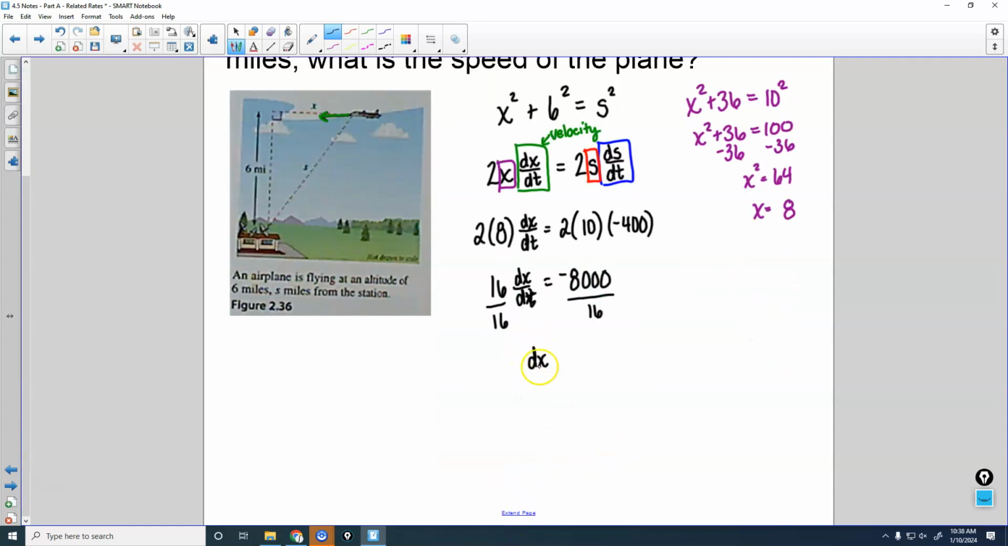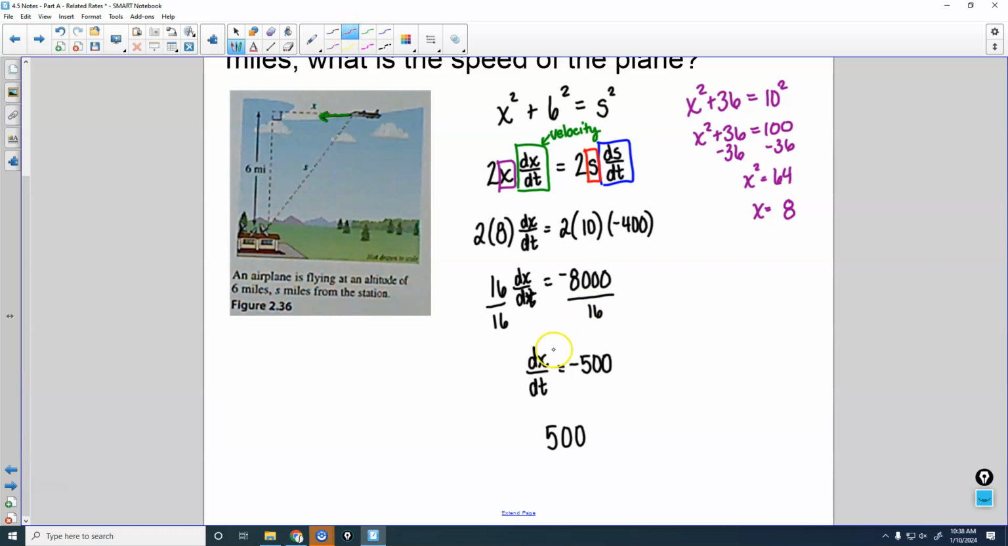So dx/dt is going to give us 500. Yeah, negative 500. That negative velocity is because we're going in the negative direction. Right there, that distance for x is decreasing. However, it asks us about speed, so we're just going to do a positive 500 because the direction is not important.